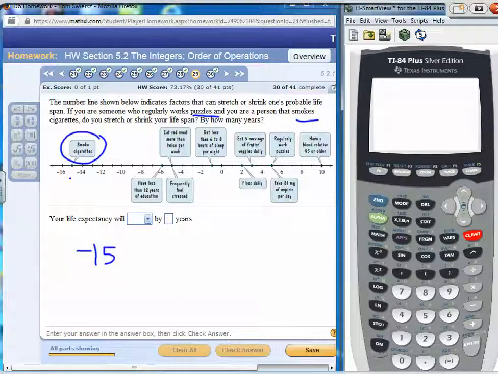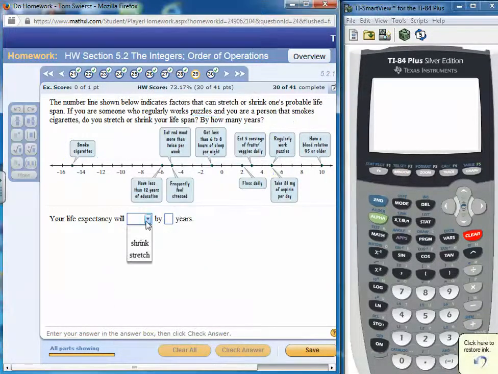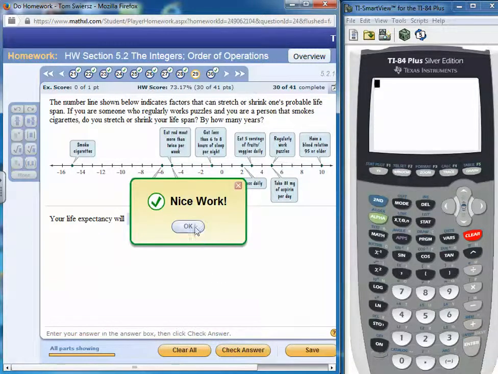Negative means your lifespan is decreased. Works puzzles is right here, which is a positive 5. So a negative 15 plus 5, you subtract the two numbers, 15 minus 5 is 10, and the sign of the larger absolute value, which is the negative number, so your answer is negative 10. So your life expectancy will what? Negative means shrink by 10 years. Since it's a negative, it's going to shrink, and we'll just put in 10, the positive number, because we know it's shrinking.